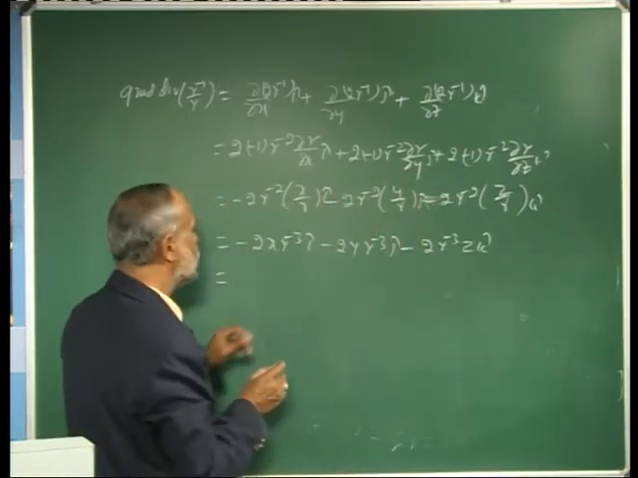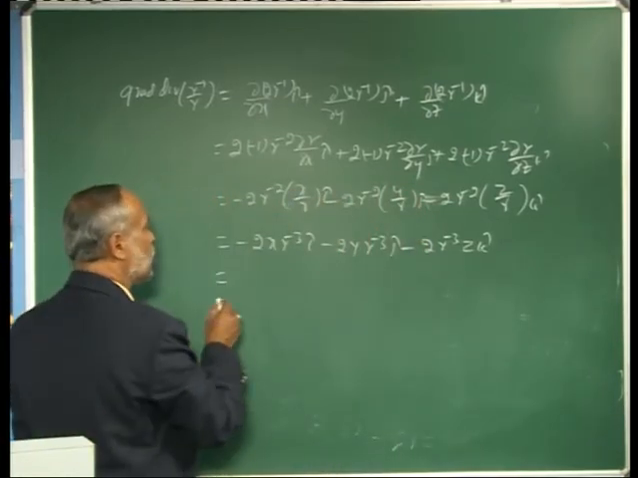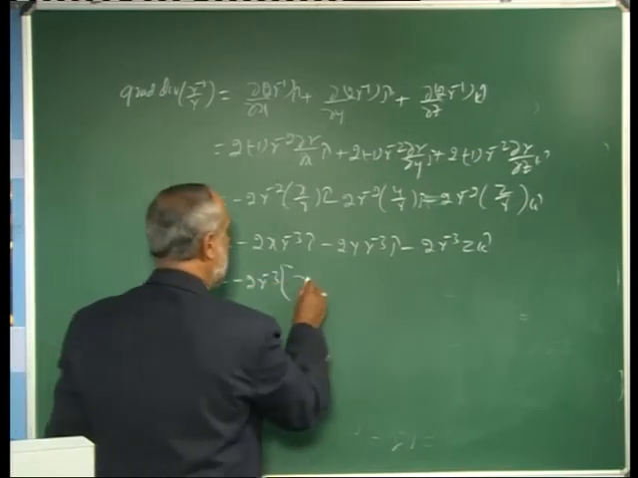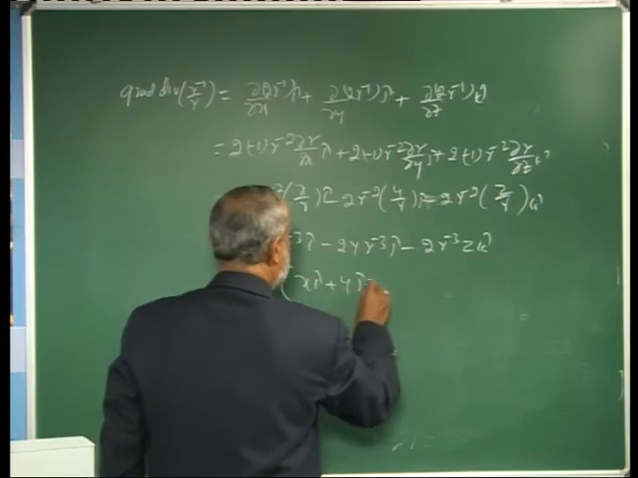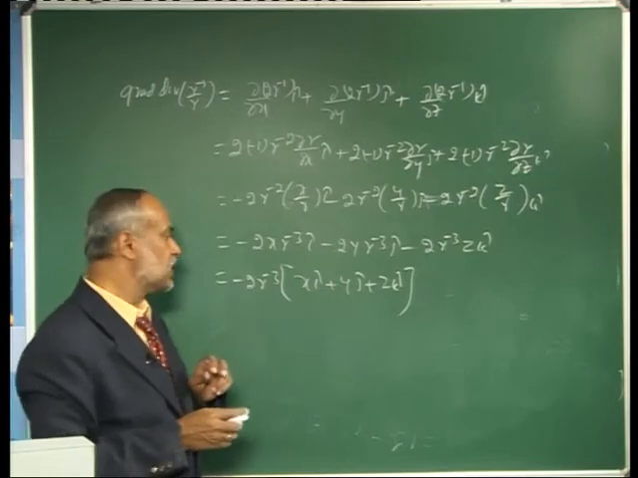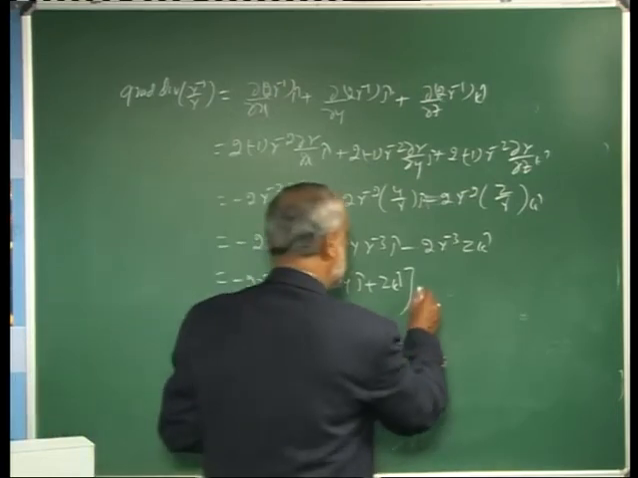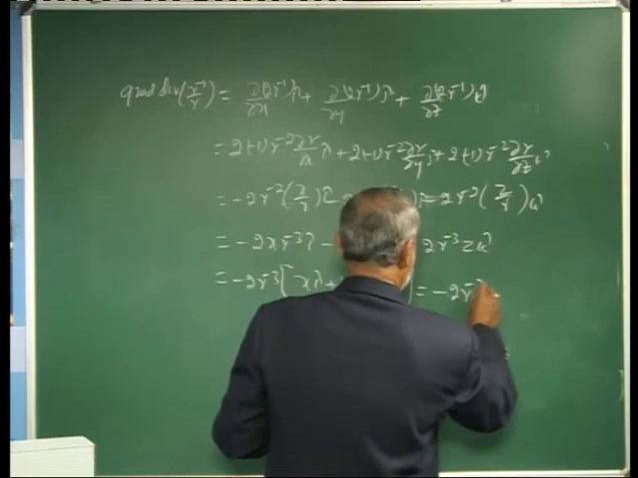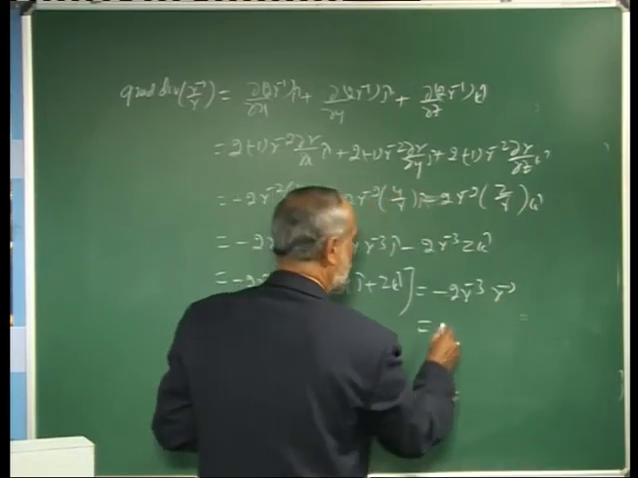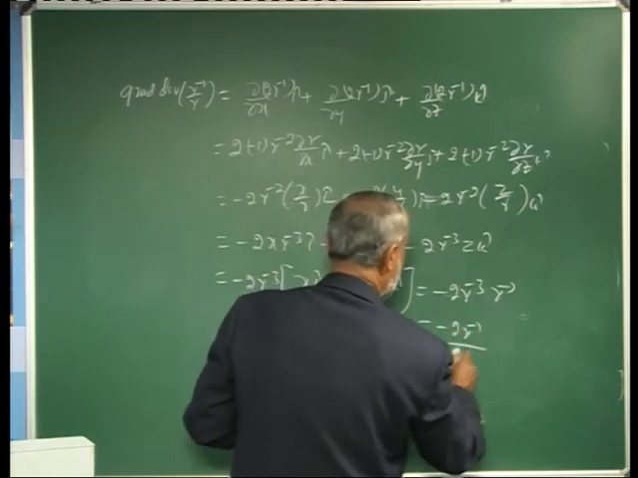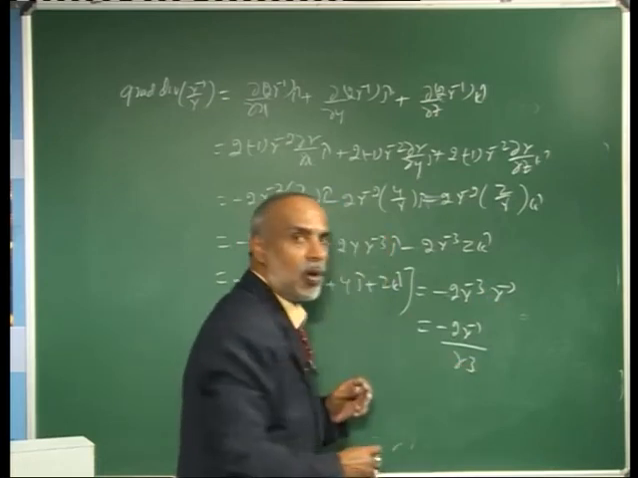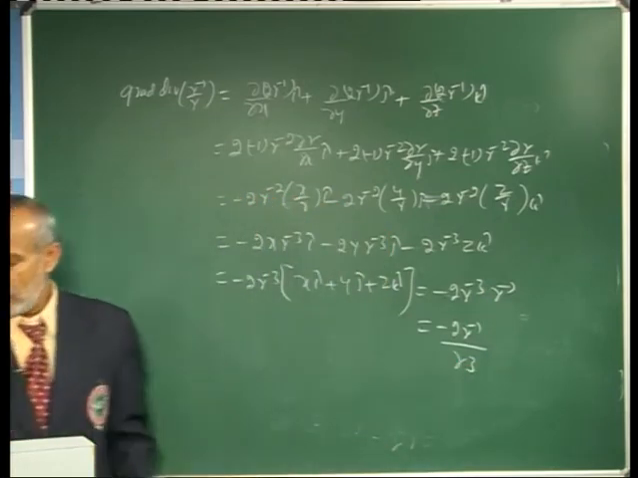You can take out minus 2 r to the power of minus 3 common, remaining is x i vector plus y j vector plus z k vector. What is x i vector plus y j vector plus z k vector? It is r vector. This is equal to minus 2 r to the power of minus 3 into r vector. This is equal to minus 2 into r vector, with r to the power of minus 3 written as 1 by r to the power of 3. This is the required result.